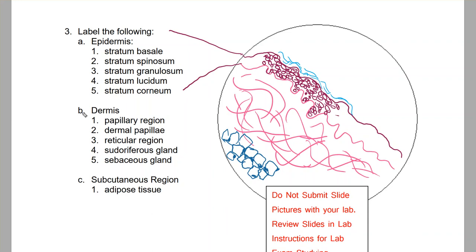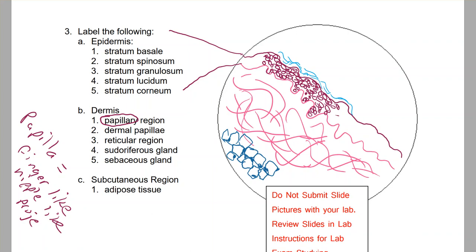And then papillary region, a papilla, this word right here, a papilla equals a finger-like or nipple-like projection. And so we'll see that in other structures as we go through learning anatomy. But I just want to draw your attention to, I'm going to put a little yellow dot by papilla. So a papilla is this tiny little area that kind of sticks up right here. These little sticky uppy areas, those are papilla. And so that should help you identify the papillary region from your book.